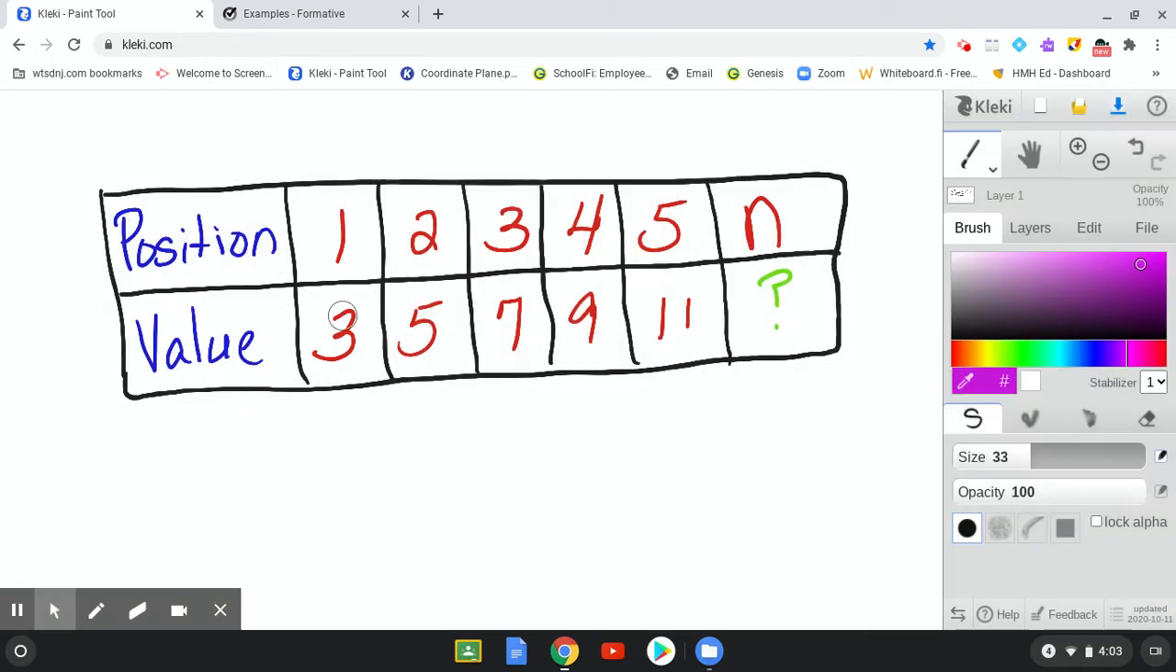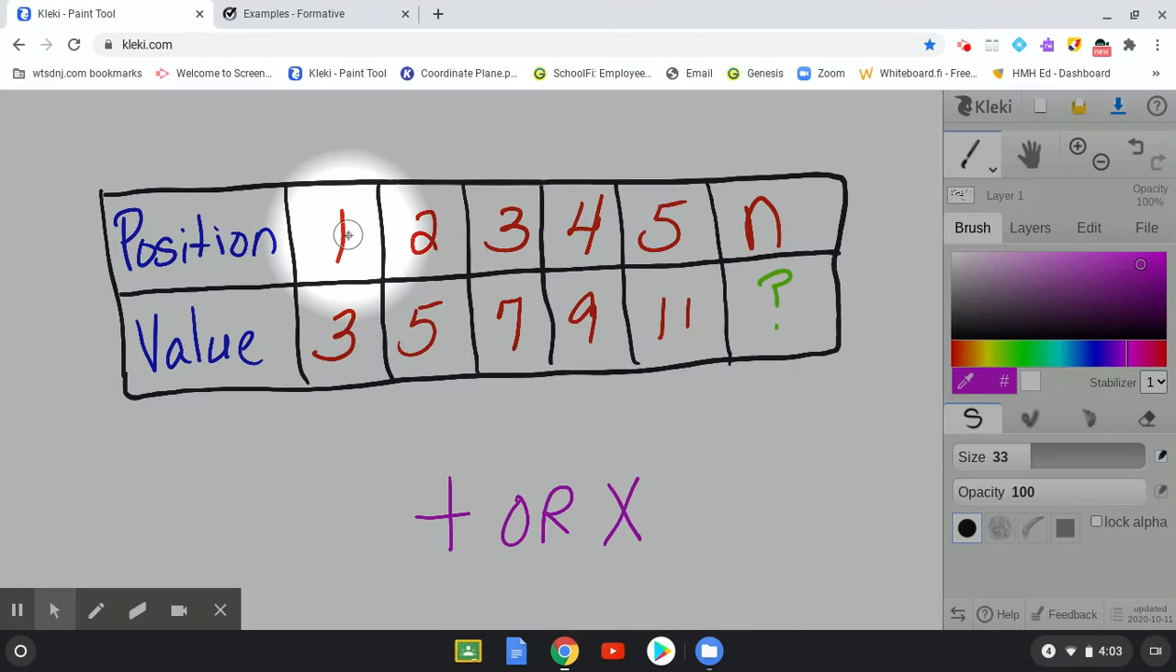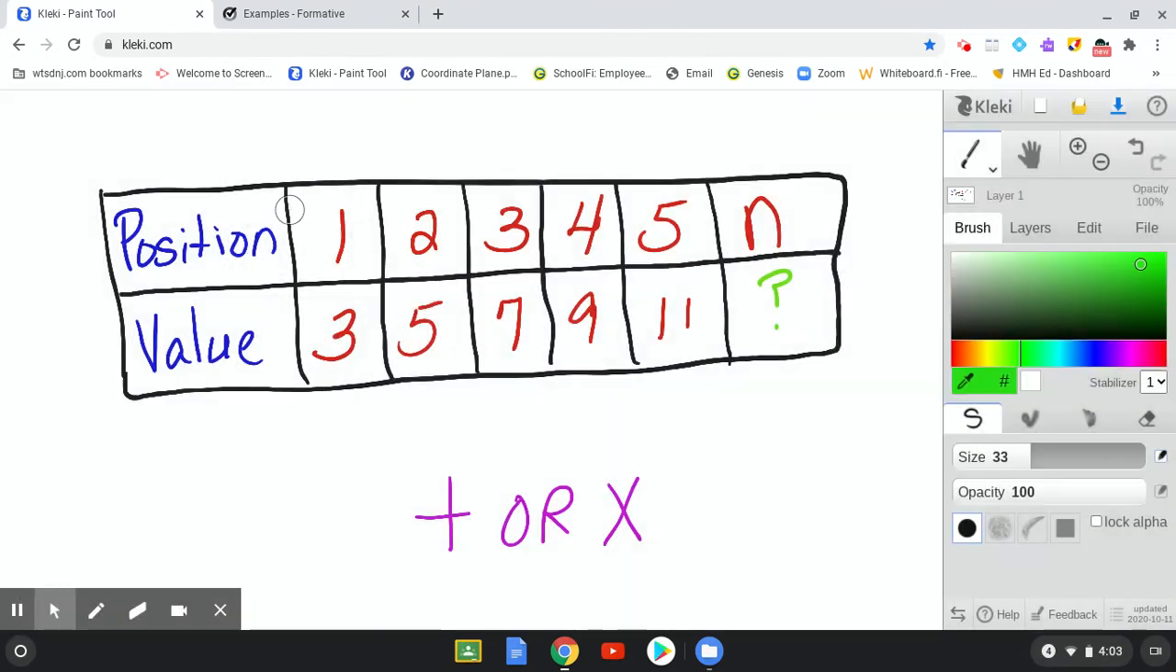So don't forget, if I'm going from a smaller to a larger, I'm going to try addition or multiplication first. Okay? Well, 1 plus what would get me to 3? Well, 1 plus 2 would get me to 3. So let's see if that works to the next number. Is 2 plus 2 equal to 5? Well, the answer is no.